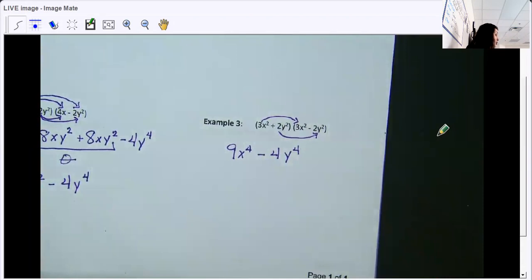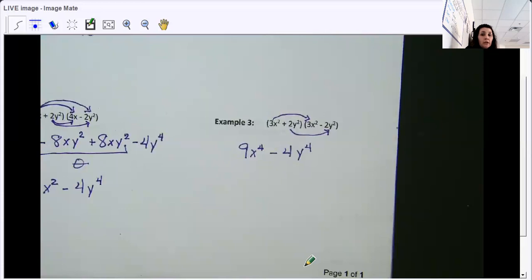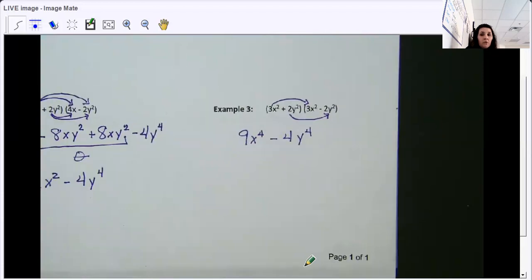Okay. So that's all for 6.7. It's very simple compared to some of the things that we've done. So make sure you look at Canvas to see what your homework is.